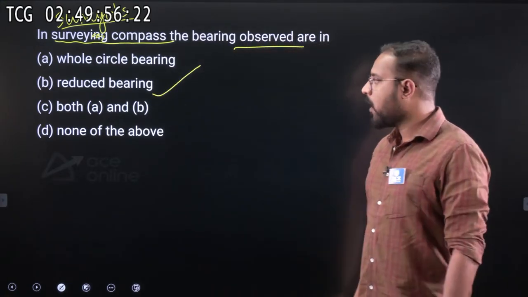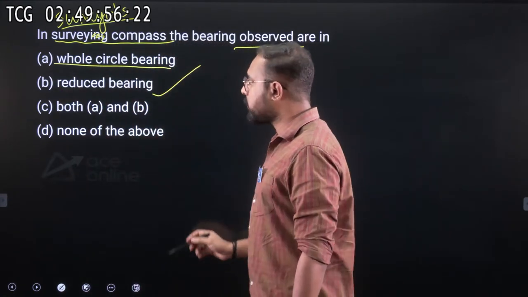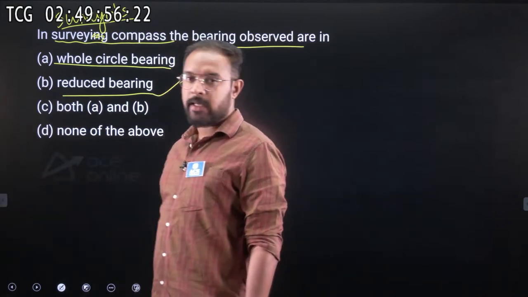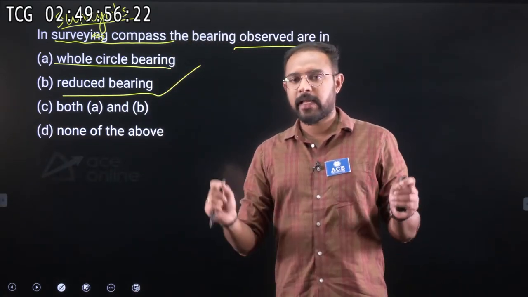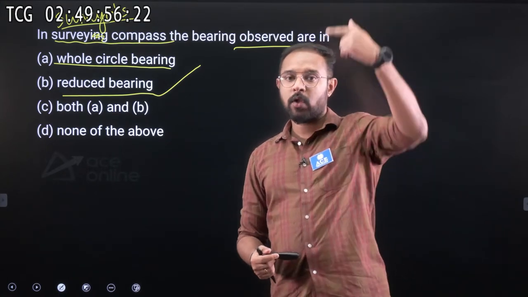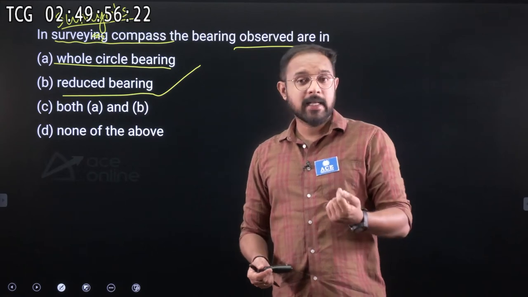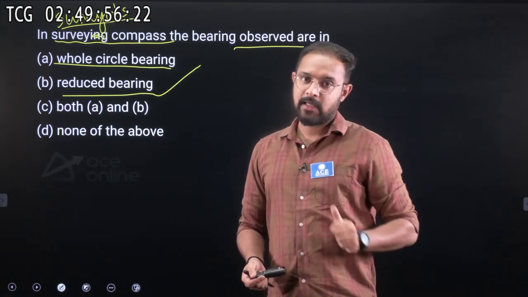So remember, whole circle bearings are there in prismatic compass. Reduced bearings are in the surveyor's compass. Reduced bearing ranges from 0 to 90 degree. Where is 0 degree? 0 degree is in north, and then south. Where is 90 degree? In east and west. But east and west are interchanged here.